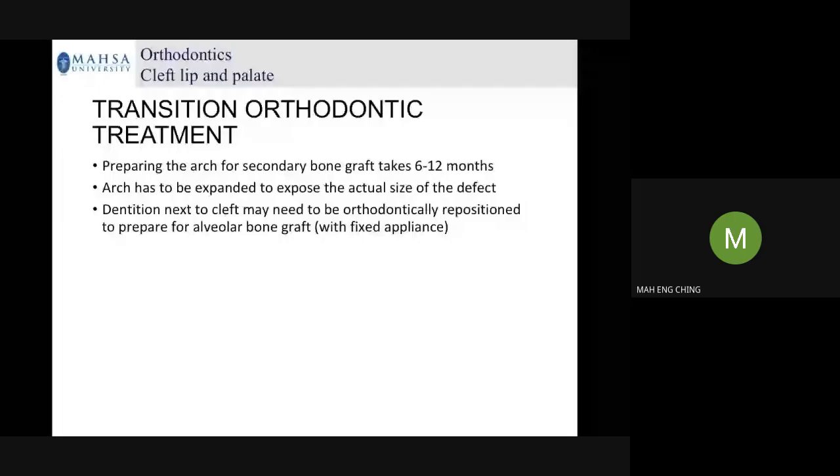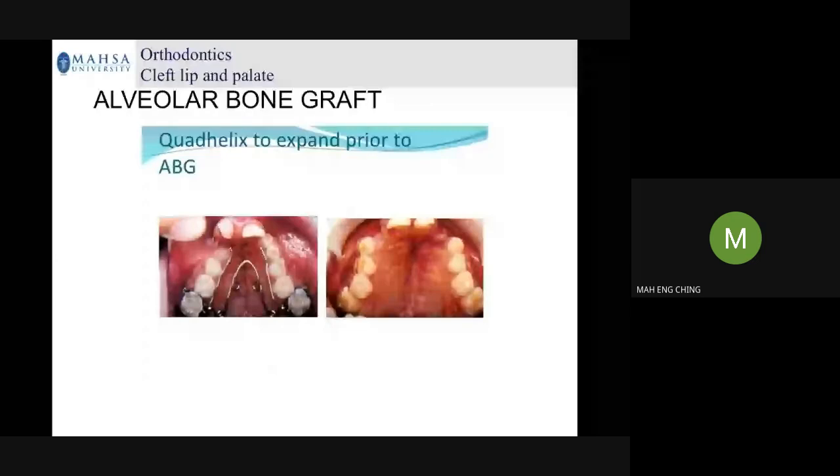So this is a typical example of an expansion device. This one I call the quad helix, so you've got four loops. Quad helix, 4 loops. The quad helix expander expands the constricted upper arch after the palate repair. So we expand it, then the surgeon can come in for the ABG on the canine area.